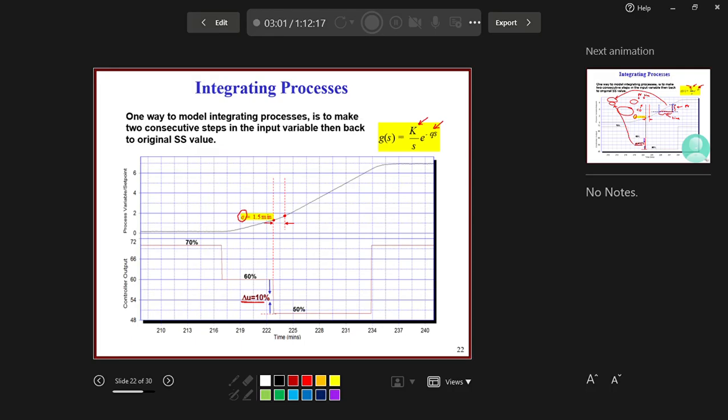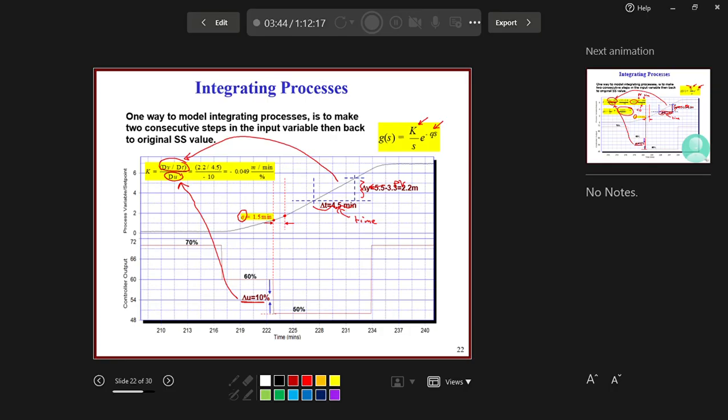Then we calculate the slope of the next segment. So for this segment, we calculate the slope as we do usually. We take the difference in y divided by the difference in time. So this has the units of the process variable, and this has the units of time. And we calculate the slope. Then we divide this by the change in u that we have just calculated.